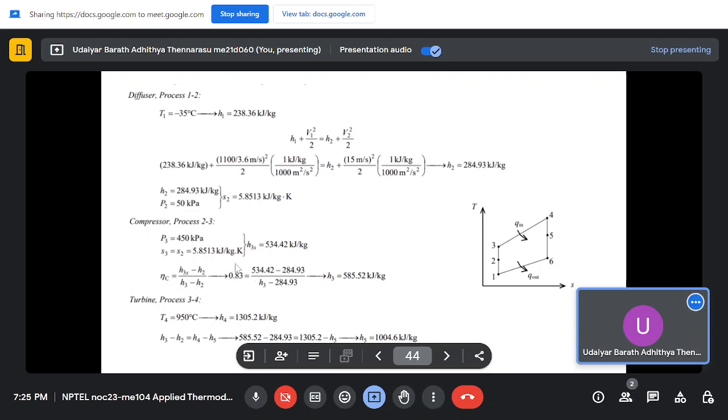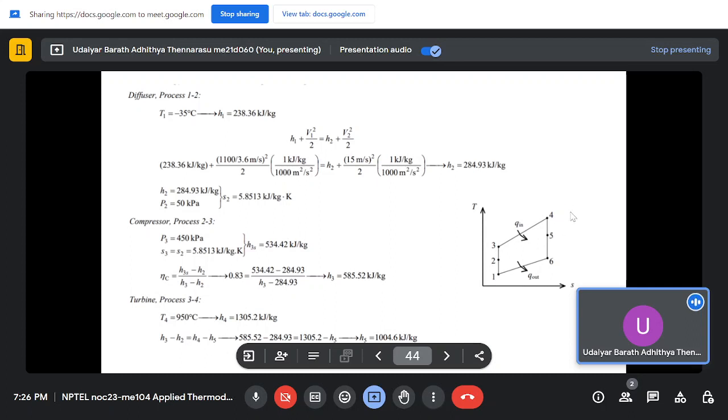So compressor efficiency is 0.83, which will be equal to 534.42 minus 284.93, which we have already calculated. So the enthalpy at state 3 will come out to be 585.52 kilojoule per kg. Now we know that the work generated in the turbine is used to run the compressor. So the compressor work will be equal to the turbine work. So H3 minus H2 is the compressor work, which will be equal to H4 minus H5.